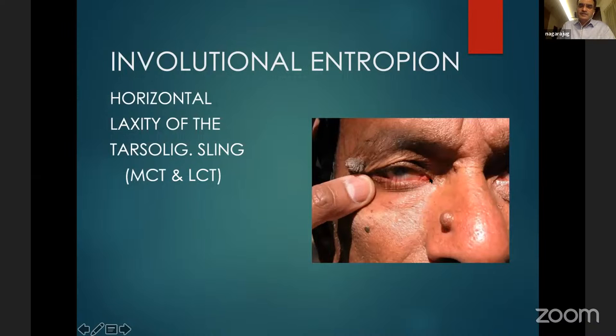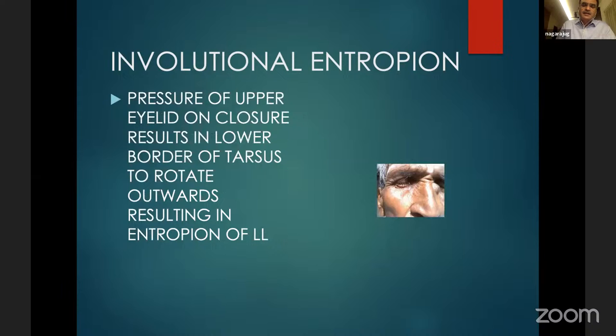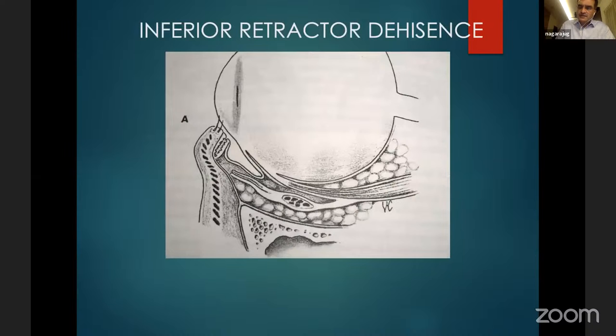You try to check for the horizontal laxity; the patient will be having a lax medial canthal tendon, and in some cases the lateral canthal tendon. All these factors, in addition to age-related change because of enophthalmos and orbital fat atrophy, the eyelid will try to go backwards. So these changes, that is the vertical instability of the lid, the dehiscence of the inferior retractors of the lids, the overriding of the preseptal part over the pretarsal part, and your horizontal lid laxity because of the laxity of the medial canthal tendon, and the age-related enophthalmos will result in the lid turning inwards. In addition to that, when the patient closes the lids, the upper eyelid will exert a pressure over the lower eyelid, and the eyelid will go backwards. All these factors will result in entropion.